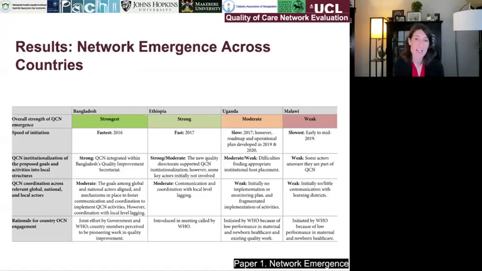And in contrast, in Malawi and Uganda, QCN's initial emergence really occurred at a slower pace, and there was fragmentation, in some cases, a complete lack of awareness of some of the activities and involved actors. So next slide, please.